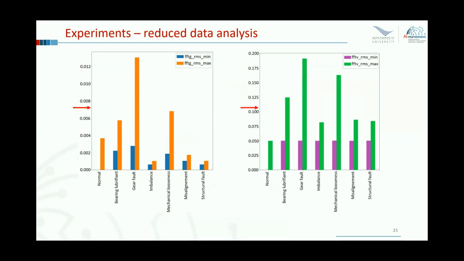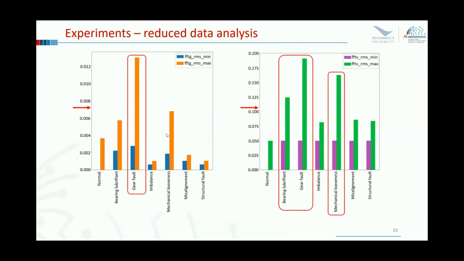While if we take this example over here, this value belongs to bearing lubrication, gear fault, and also mechanical looseness, but for the acceleration spectrum, the value belongs only to the gear fault interval. This means that the machine suffers from a gear fault.